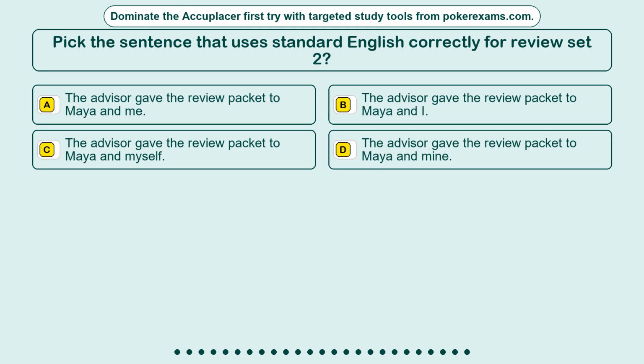Question 20. Pick the sentence that uses standard English correctly for review set 2. Option A. The advisor gave the review packet to Maya and me. Option B. The advisor gave the review packet to Maya and I. Option C. The advisor gave the review packet to Maya and myself. Option D. The advisor gave the review packet to Maya and mine.